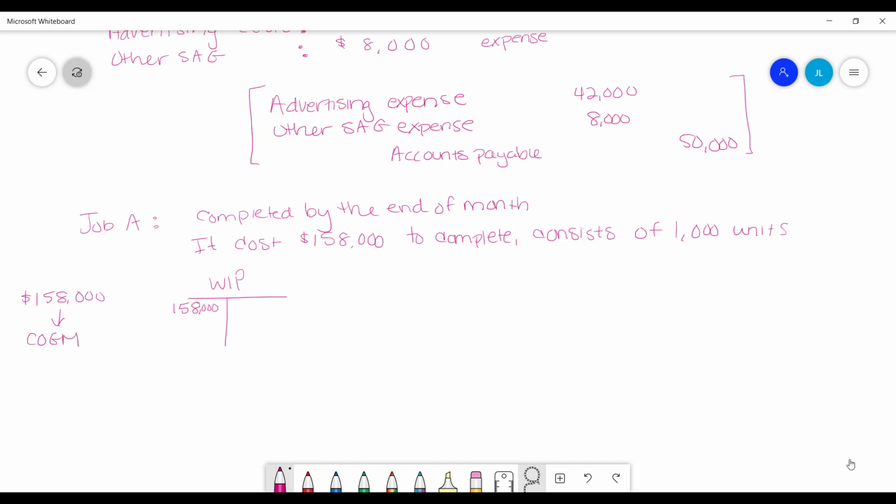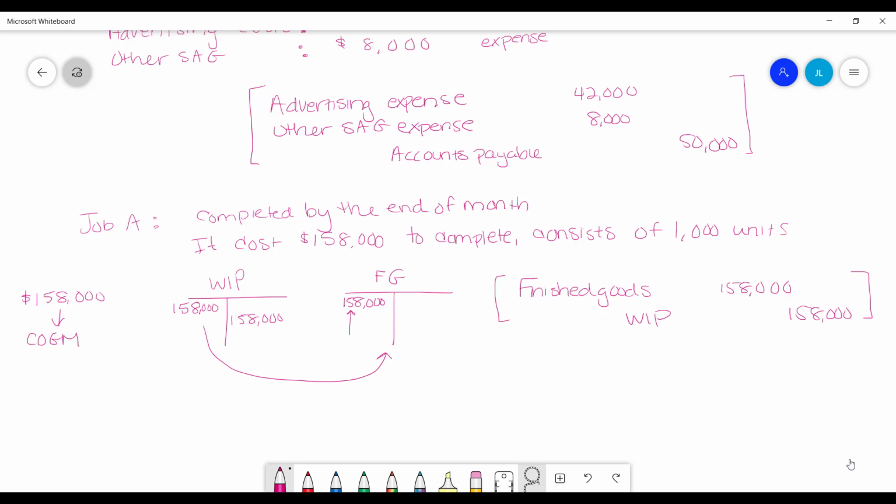So that $158,000 has to now move from work in process to our finished goods account. So I need to move that. How do I move that over? I have to credit the work in process account and debit finished goods to move that amount over. So that cost of goods manufactured for job A is moved into finished goods now because it's complete. So in journal entry form, we would debit finished goods for $158,000 and credit work in process for $158,000. So that's the movement of the cost of goods manufactured from work in process into finished goods.